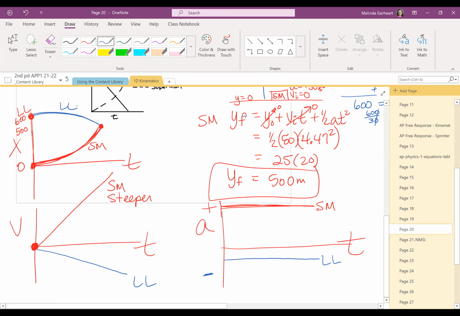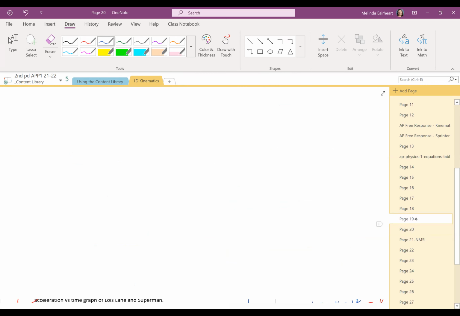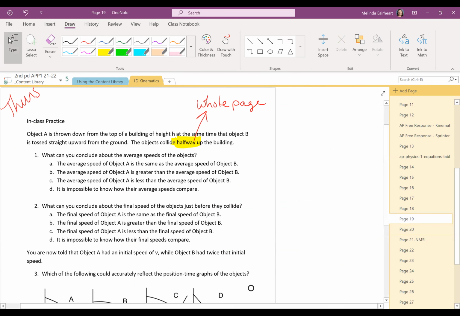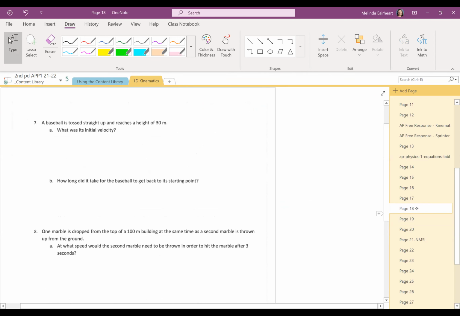Good deal? All right, so next time, page 21 is where NIMSY starts. We're going to do a lot of those. I have one other AP level type of free response, so we probably won't make it to page 19. Give it a try. Give it a try. As well as 17 and 18 have basic to mid-level problems.